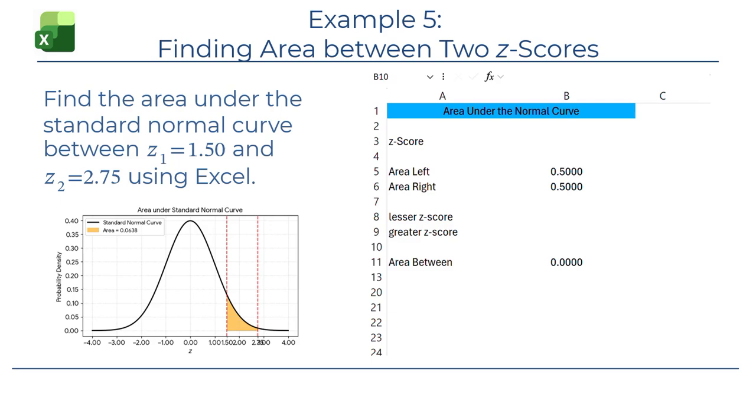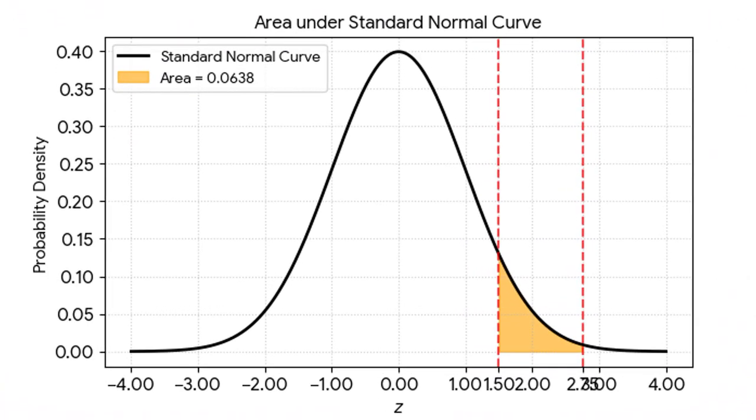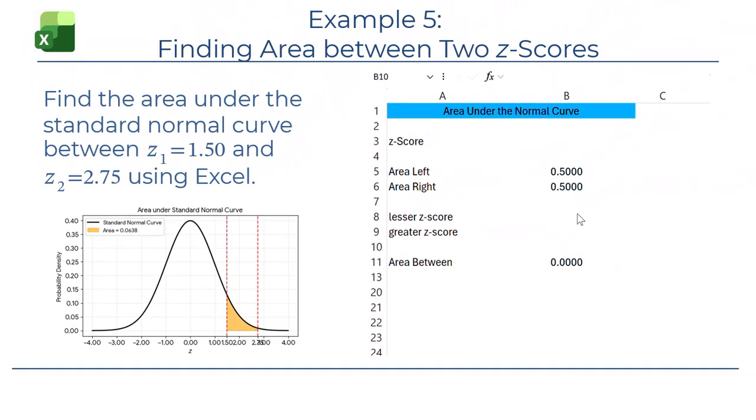Let's use our spreadsheet now to find the area under the standard normal curve between z equals 1.50 and z equals 2.75 using Excel. Now, before I do this in Excel, I want to think about what this is going to look like. These are two positive z-scores. There's not a lot of space between them, so this value should not be close to 1. It should be closer to 0 than to 1.